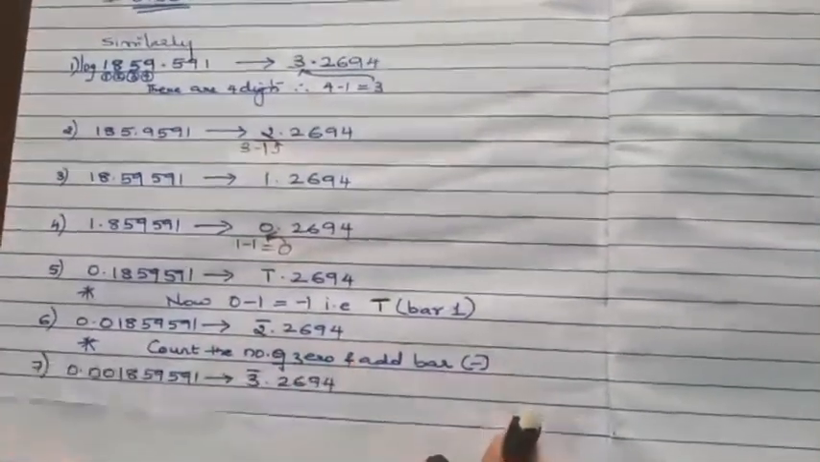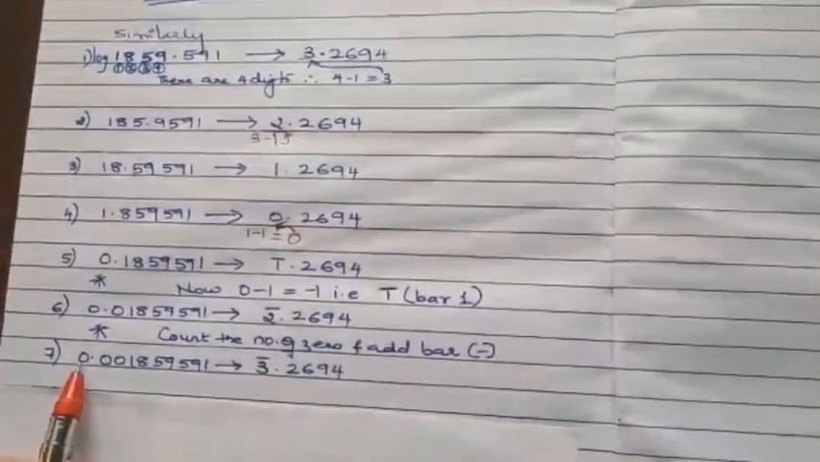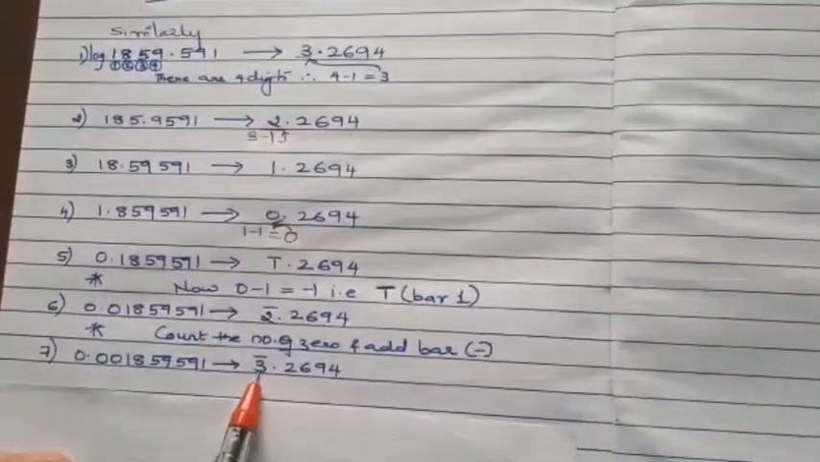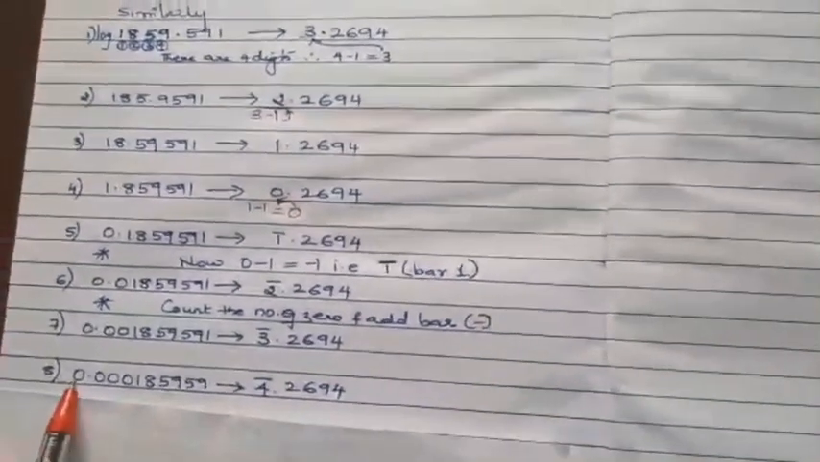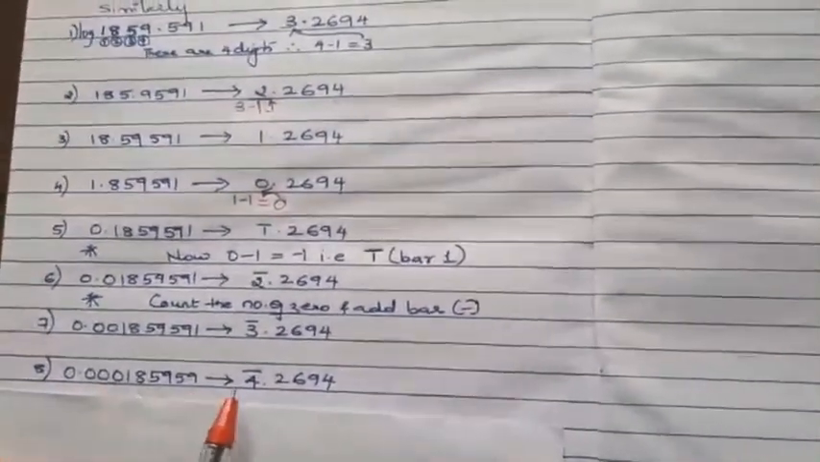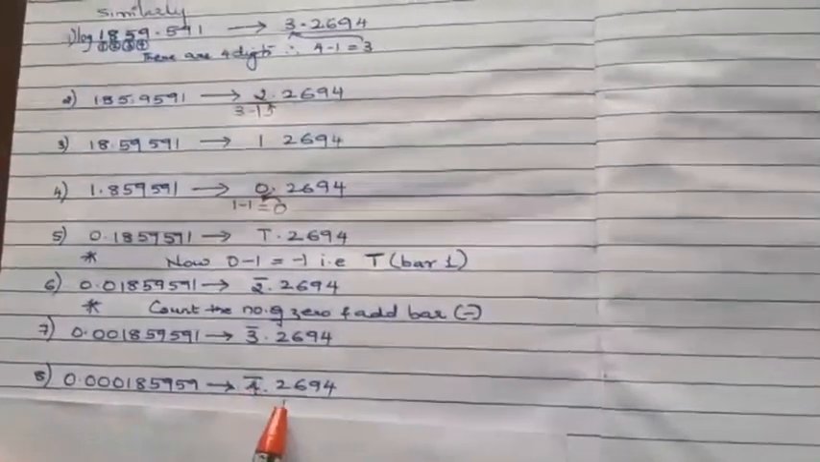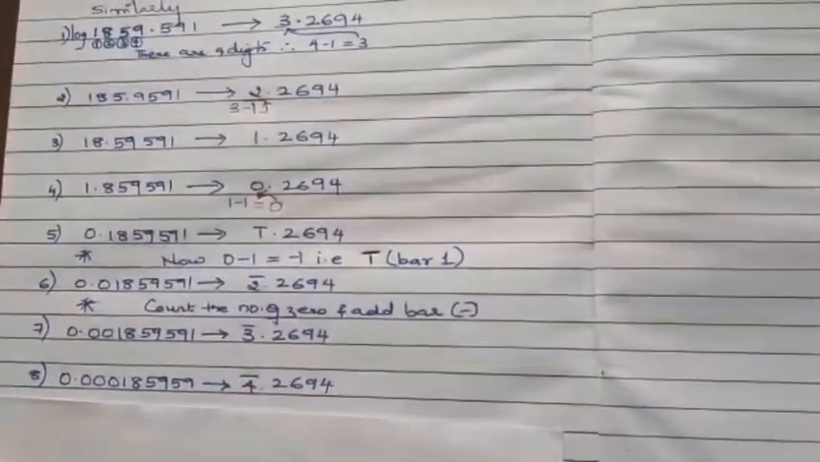Same Mantissa. Similarly, here we have 3 zeros, so I have taken 3 with a bar sign. Mantissa is the same. Here there are 1, 2, 3, 4 zeros. So you put a 4 with a bar, with the same Mantissa.